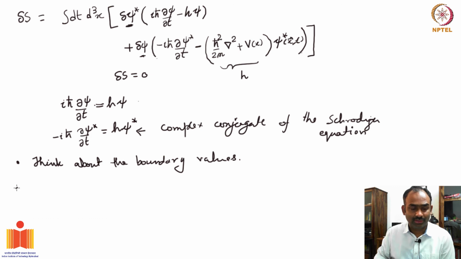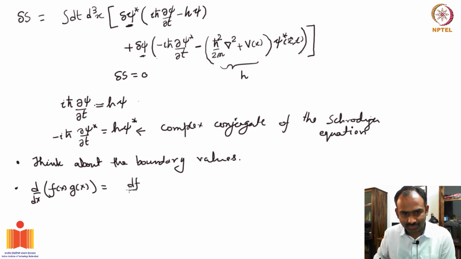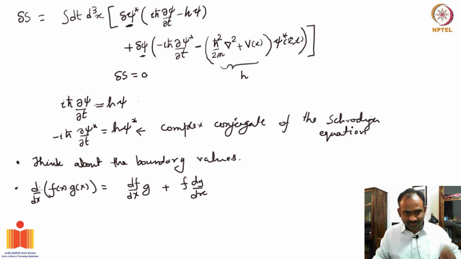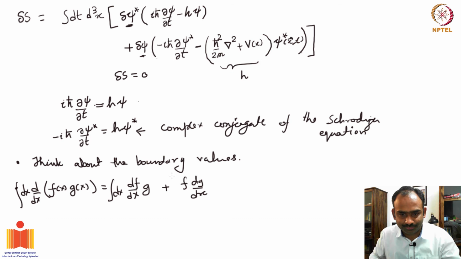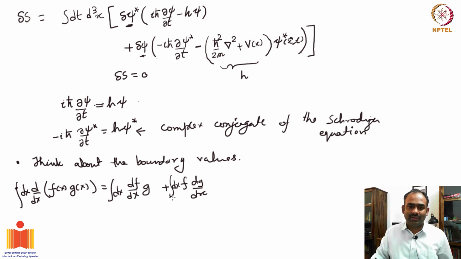Let me just tell you very quickly about integration by parts in case you have forgotten. It's a simple thing. If you have a function f times g, and you look at d over dx, the derivative of the product, then it is df over dx g plus f dg over dx. If I integrate on both the sides, you see that here the derivative is on the first factor f, which you can write as a derivative on the second factor.